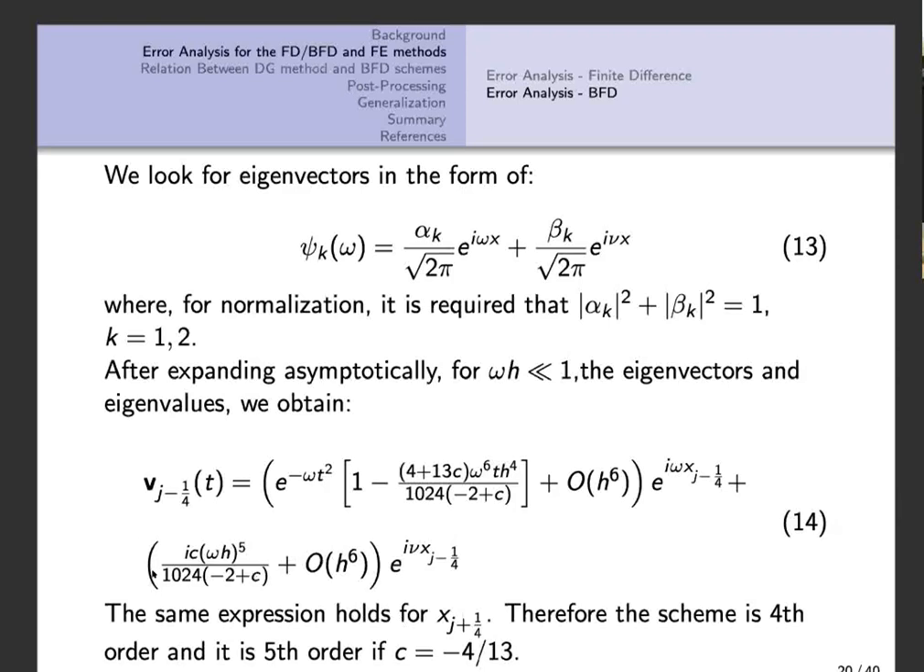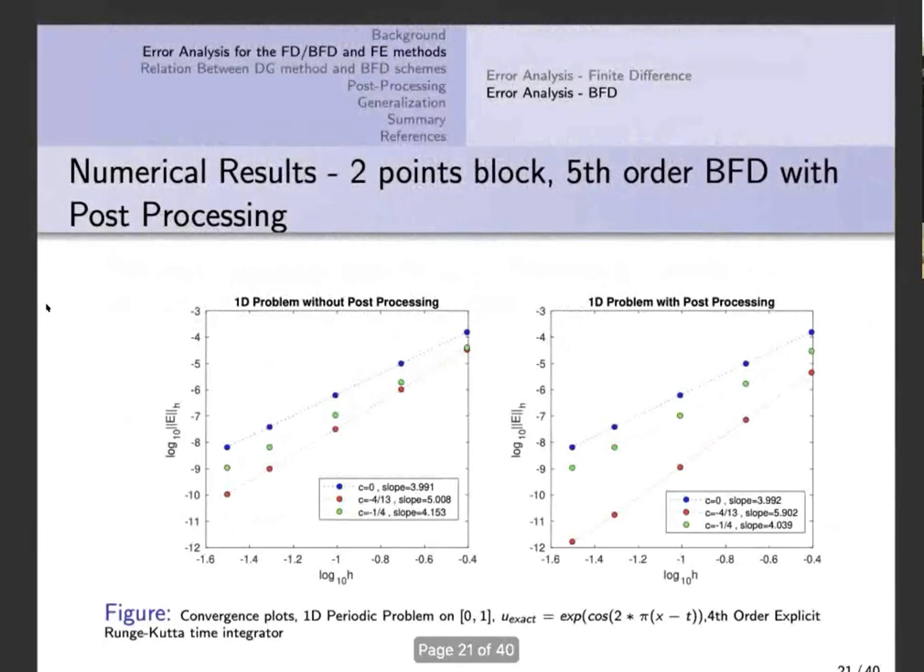But we will be able to exploit the fact that the error is highly oscillatory, and we can apply a filter, and then we will gain one more order of convergence. So this is basically the bonus of this analysis. So we found an optimal C, and the numerical results confirm this analysis. We can see here that the slope is 5 without post-processing, and with post-processing, this slope is 6. So we have order 6.